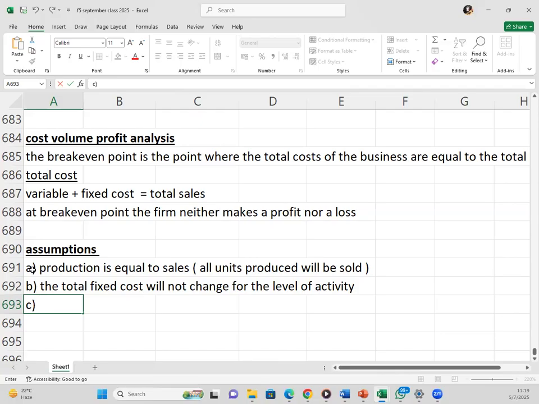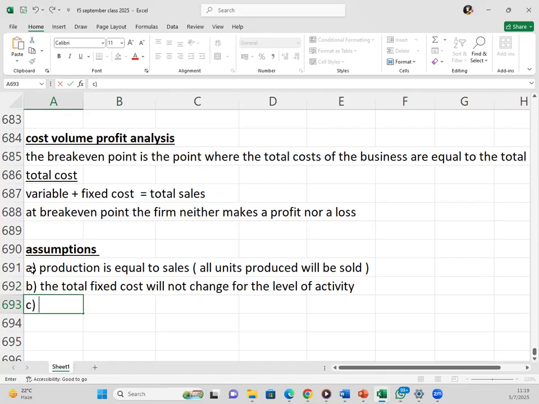Why are they classified as assumptions? It's because in some cases, it's not true. In some cases, it's not everything we produce that we're going to sell. Then also in some cases, the fixed costs, of course, they are fixed, but they can change. Rent is fixed, yes, but the landlord can increase the rent. So the assumption is that these total fixed costs are going to remain the same for that period. Then also the variable cost per unit and the selling price per unit are not going to change. So we assume that the customers are not going to be given discount.